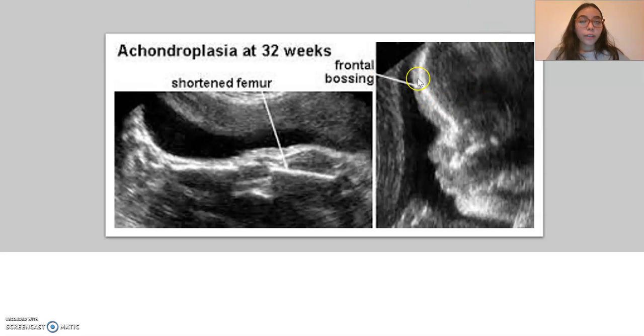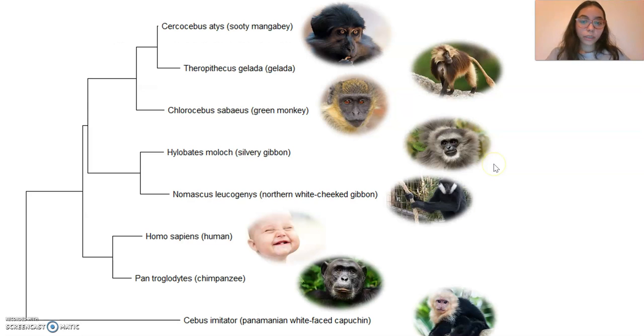And so you're able to see achondroplasia at a very early age in the womb. And as you can see right here, you can see the protruding forehead and the short femur.